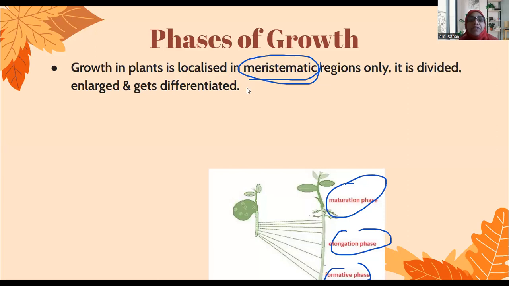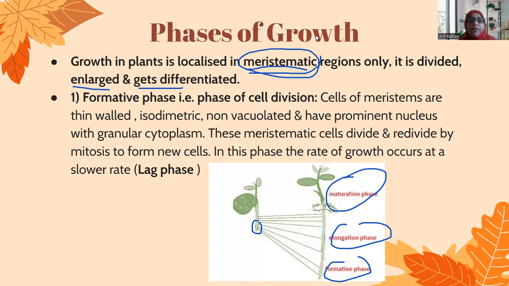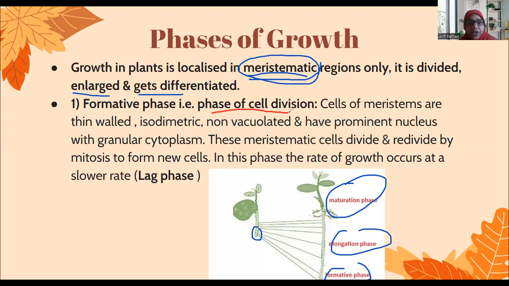So the first phase of growth is the formative phase. What happens in this phase is mostly the meristematic regions are active. The growth starts from the meristematic region, which is near the root tip. So it divides, it enlarges, and then finally it gets differentiated into different types of cells. So the formative phase, another term for it, is the phase of cell division.